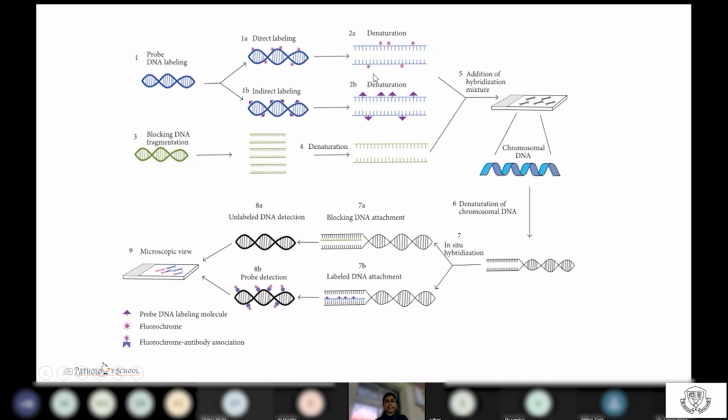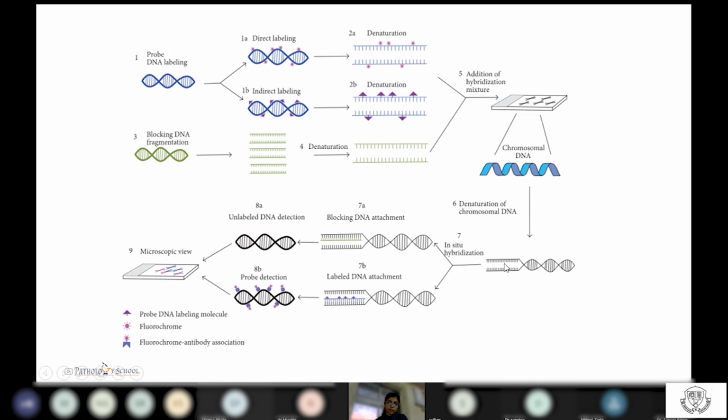Next, we go for denaturation. Denaturation basically makes your double-stranded DNA single-stranded. Then you add it in a hybridization mixture. But you also add your blocking DNA fragment, and you denature it and add it to your hybridization mixture. Now, why do you need a blocking DNA? The commonly used one is COT1 DNA. Why you need it is that there is unwanted and unlabeled DNA. You don't want it in your microscope field, so you bind it with the blocking DNA, and this is your chromosomal DNA. You denature it and you will get single-stranded DNA.